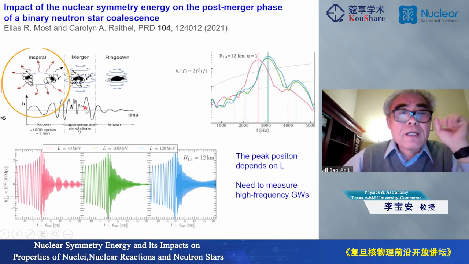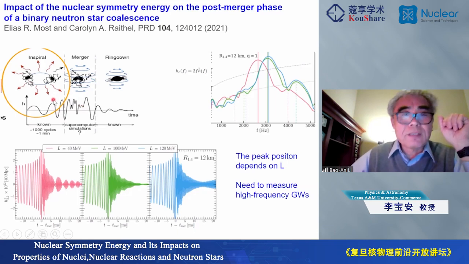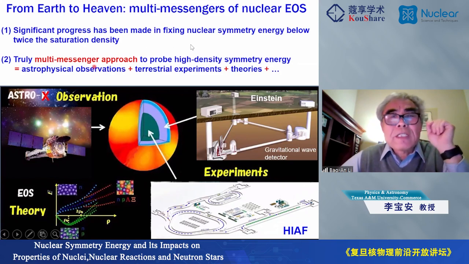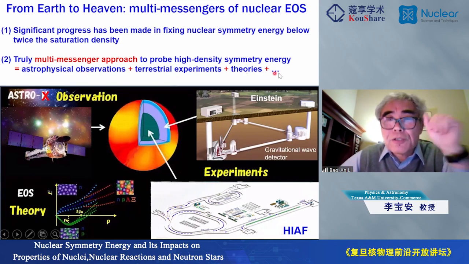Okay, so we need advanced gravitational wave detectors that can detect these high frequency gravitational waves, going far beyond the current LIGO detector. So now from Earth to heaven, we have seen that significant progress has been made in constraining symmetry energy below twice the saturation density. To further constrain the high density symmetry energy, we really need a multi-messenger approach, including astrophysical observations, terrestrial experiments, theories, and you and your money.